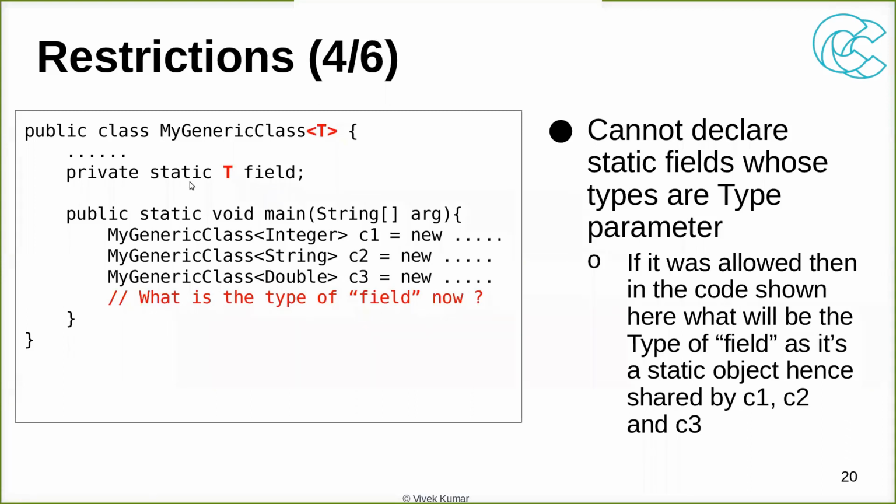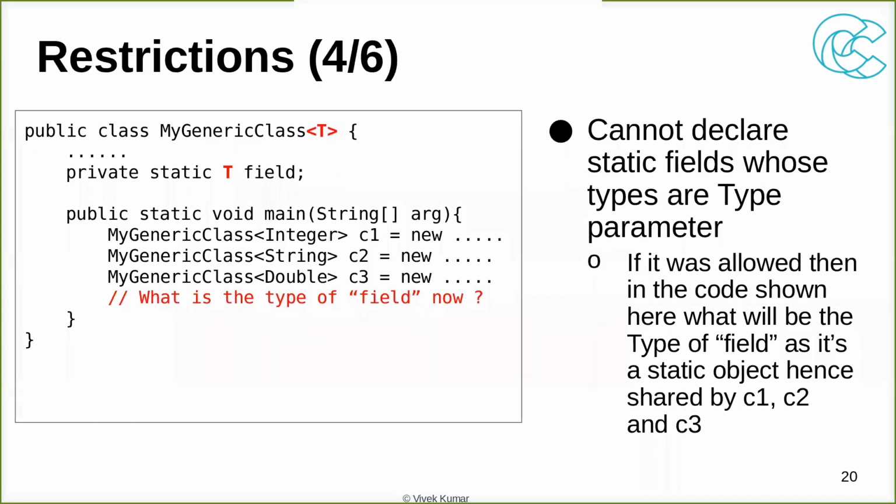If in this case the T is an integer, then the static field would be of the type integer. Then it is just a field, so all the objects can access the field variable of any type, right? That would be C2.field.